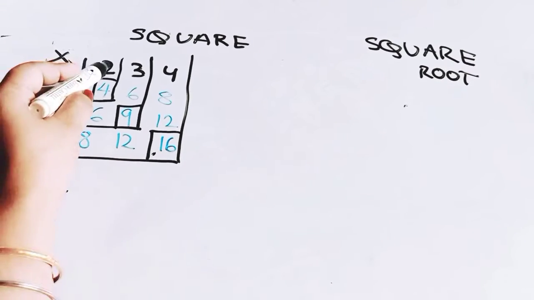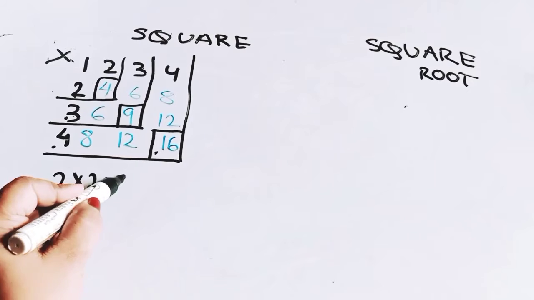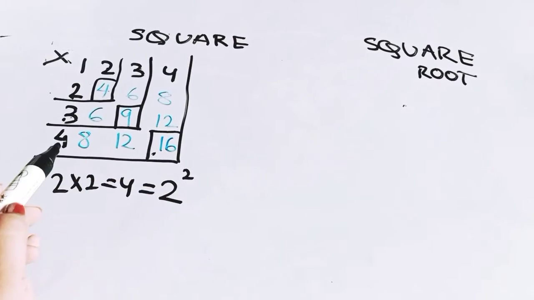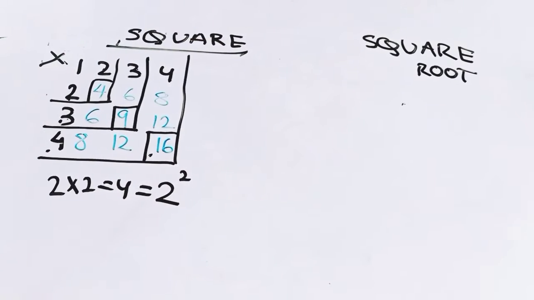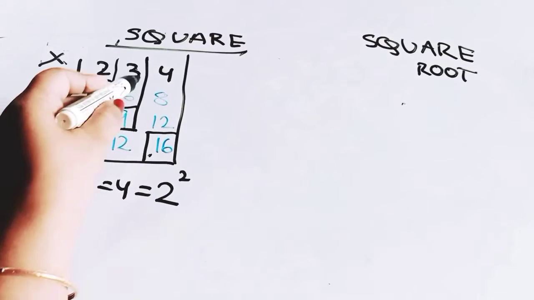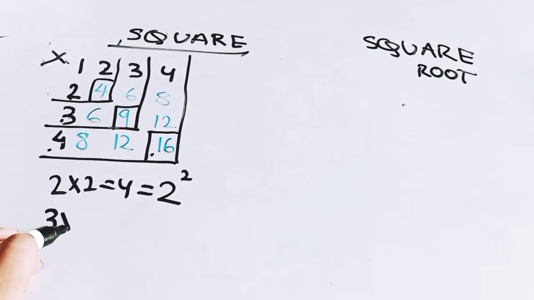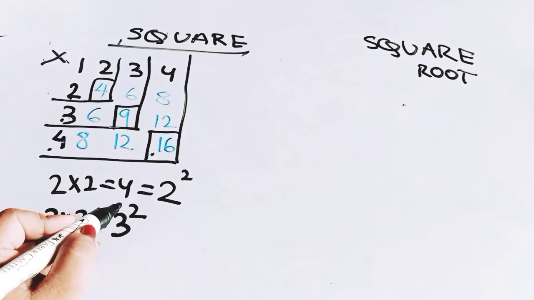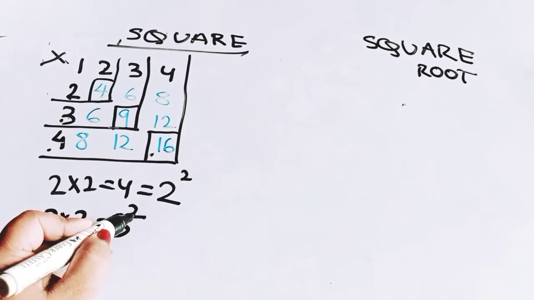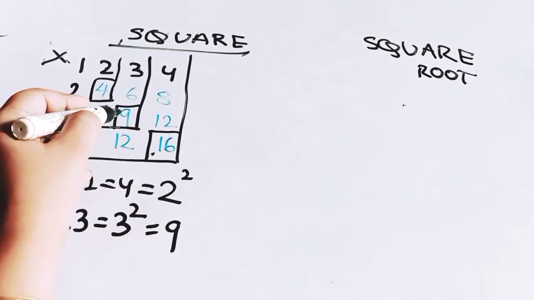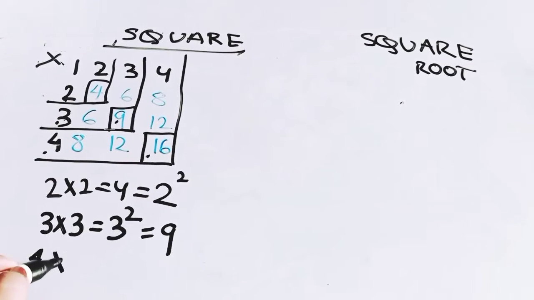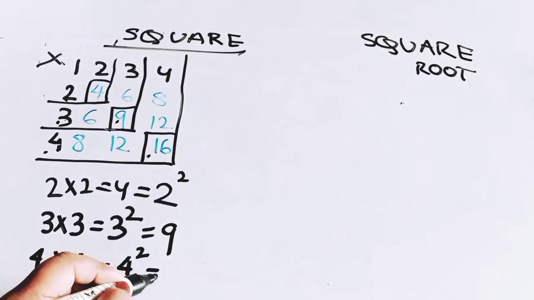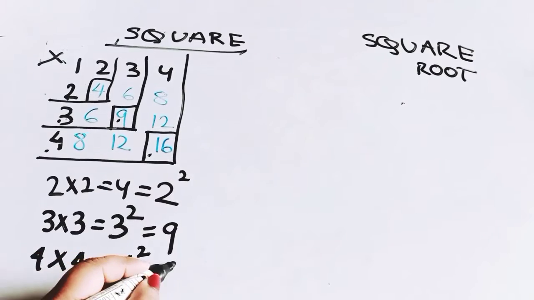It means 2 into 2 is equal to 4. It can be written as 2 on top squared. In case of 3's square, let us see. 3 into 3, that is equal to 3 square. Not 3 3. 3 square, which means 9. And in case of 4 into 4, what will it be? 4 squared, which means 4 4s are 16.